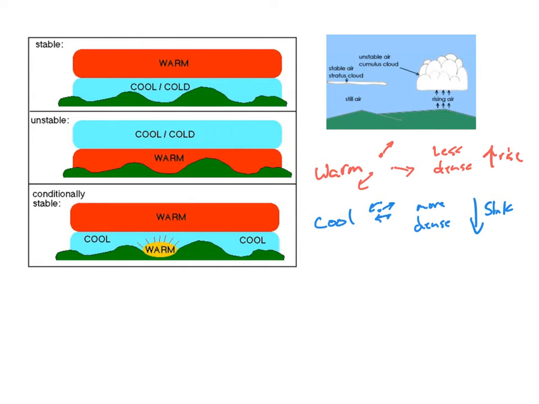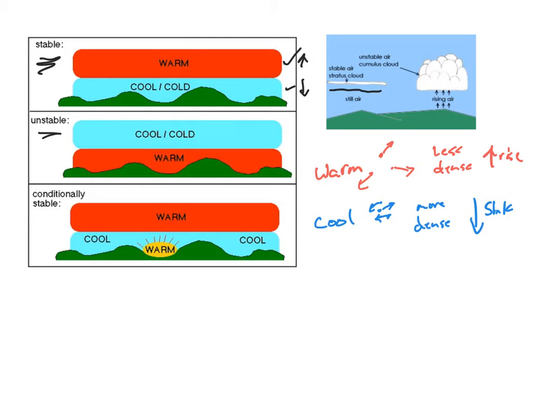So when we look at stable air, notice we have warm air up here and we have our cool air down there. Our cool air wants to sink, our warm air wants to rise. We don't have any mixing. That's why we say it's stable. A result of this in stable air is we generally tend to get stratus cloud formation. Okay, it's still not a lot of movement.